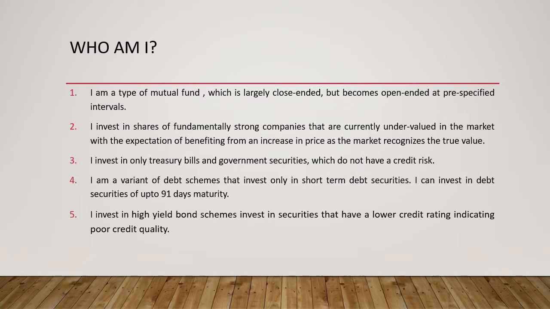If you read the first statement, it says, I am a type of mutual fund which is largely close-ended but becomes open-ended at pre-specified intervals. So if you read this statement, I'm sure you will be reminded of a type of mutual fund. What is that type of mutual fund? That's what you need to think of. And I'm sure there is a word in the statement itself which will give you an idea about that. Let me move on to the next question, which is equally interesting.